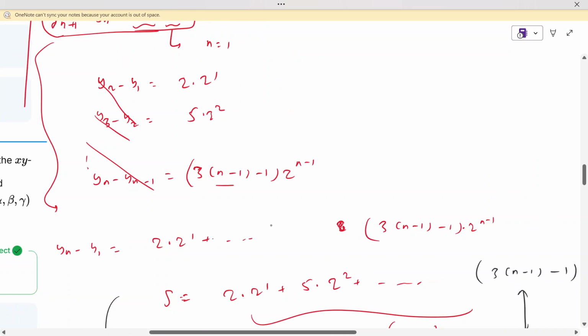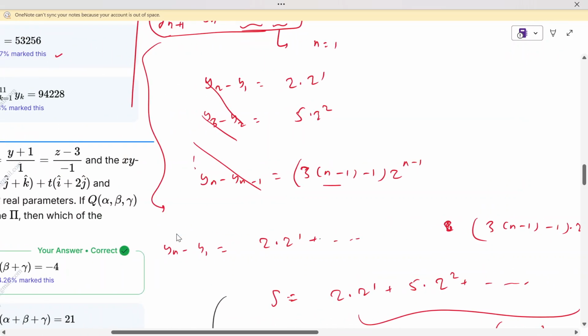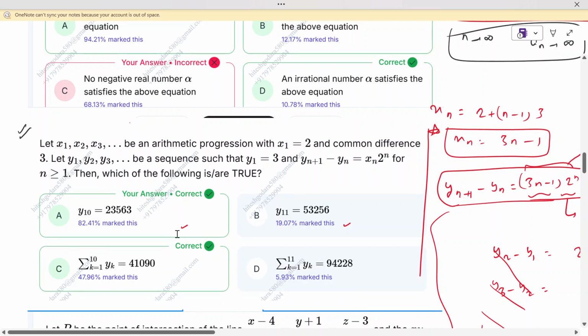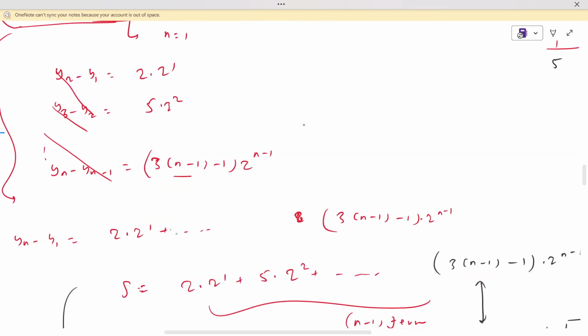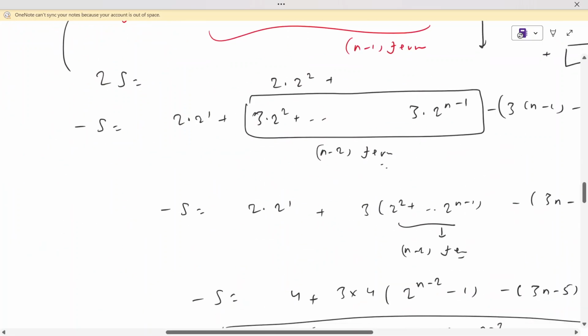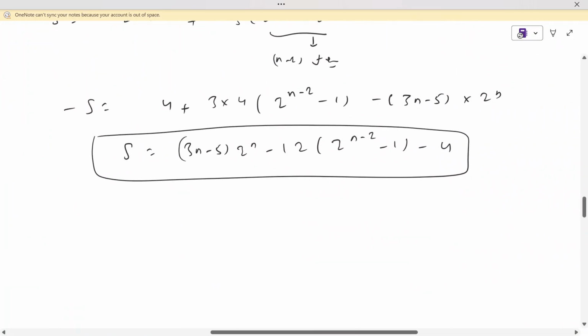As we are getting yn minus y1, and what is y1? I guess this is given only. y1 is 3, right? y1 is 3. So I'm getting yn is equal to 3 plus the required sum S. So yn is 3 plus S. Fine.